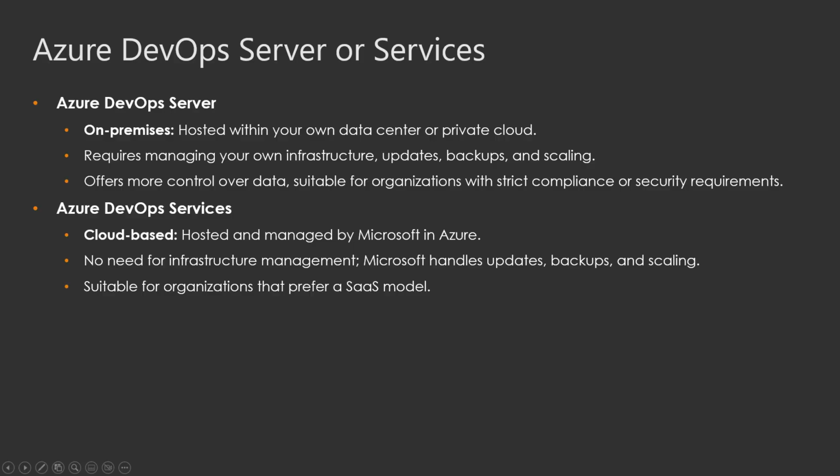As I told you, we have Azure DevOps Server or Services. DevOps Server means on-premises, hosted within your own data center or private cloud. It requires managing your own infrastructure, updates, backups, and scaling. It offers more control over data, suitable for organizations with strict compliance or security requirements. Another option is Azure DevOps Services, hosted and managed by Microsoft in Azure, or we can take it on AWS and Google Cloud also. No need for infrastructure management. Microsoft handles updates, backups, and scaling, everything. Suitable for organizations that prefer a SaaS model.